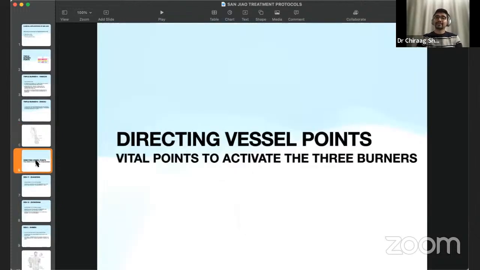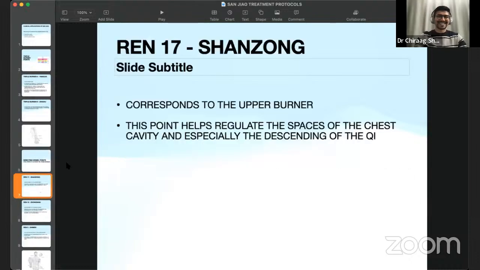Moving forward, we have the directing vessel points, simply the conception vessel points. These are the vital points to activate the individual burners, upper, middle, and lower. Any guesses for the upper burner point on the directing channel or the CV channel? Any guesses? Come on, be active. CV12 for the upper burner? No. Come on, more people active. No? Okay. All right, it's REN 17. Yes, it has to be REN 17. REN 17 corresponds to the upper burner.